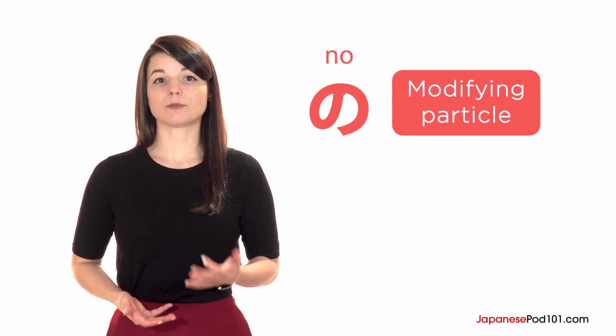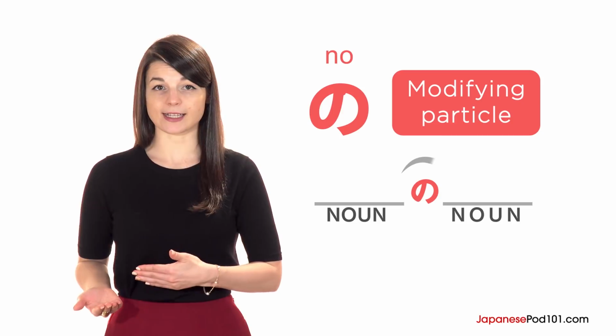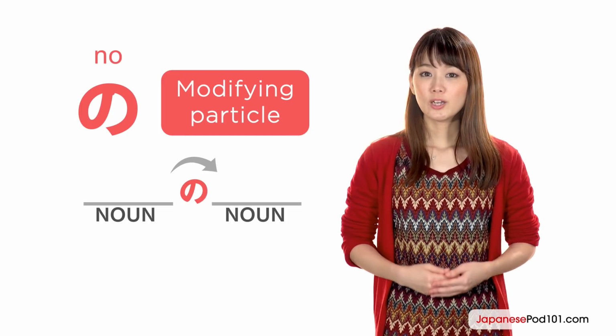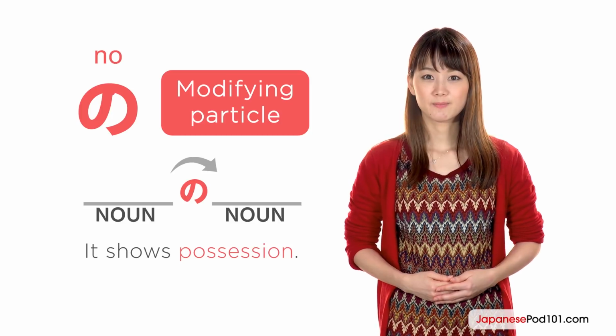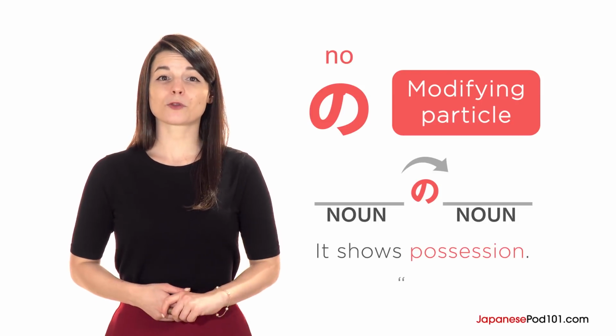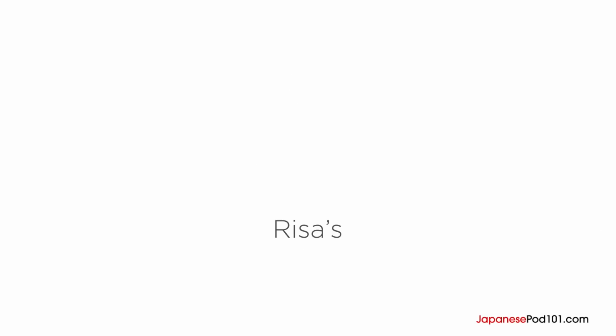This particle is often referred to as the modifying particle because we use it between two nouns to indicate that the first noun modifies the second noun. One of the main usages of no is showing possession. It's like the possessive or the word of in English. Let's see how it functions in a sentence.